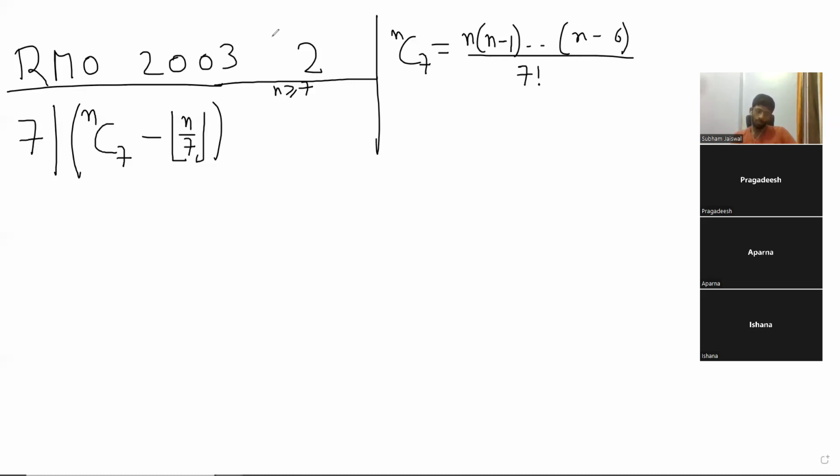Sir, can we say that the numerator of NC7 will always have a multiple of 7? That is true, because NC7 is an integer, right? Maybe we have not proved it officially, but it's an integer. There are 7 consecutive numbers in the numerator, so one of them has to be divisible by 7. Similarly, one of them has to be divisible by 6, one by 5, one by 4. Still, the whole thing is divisible by 7 factorial. That's interesting. It doesn't follow from what I said so far, but let's assume that is true.